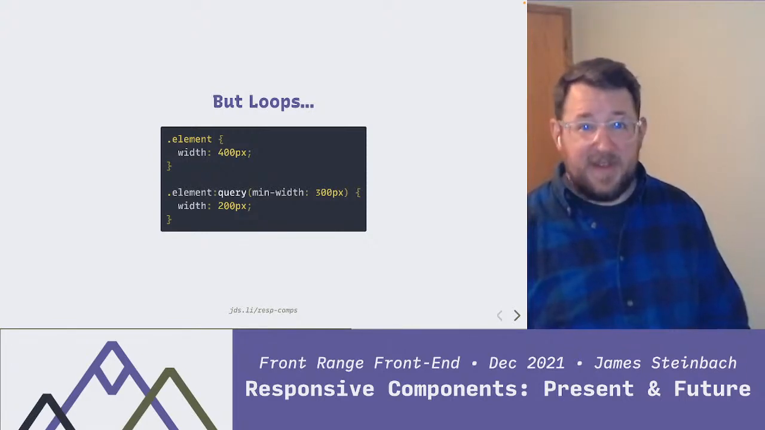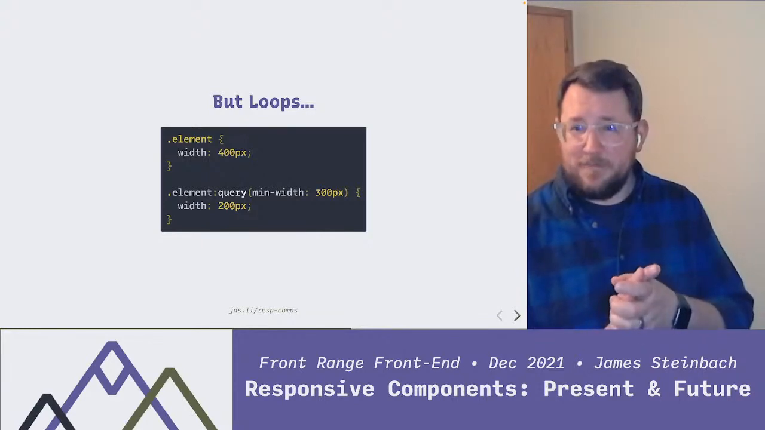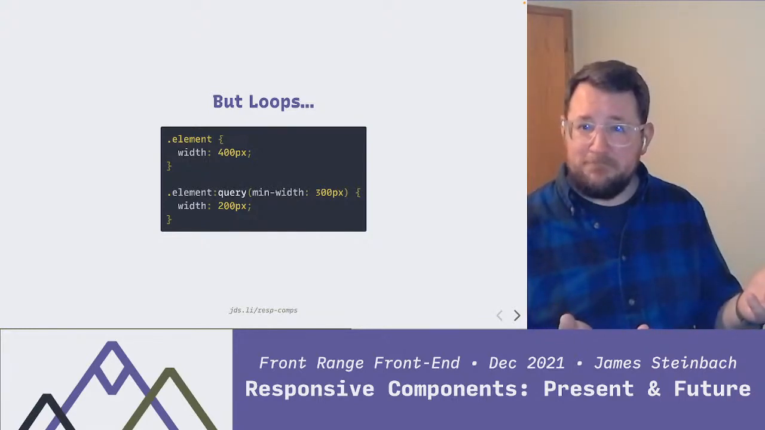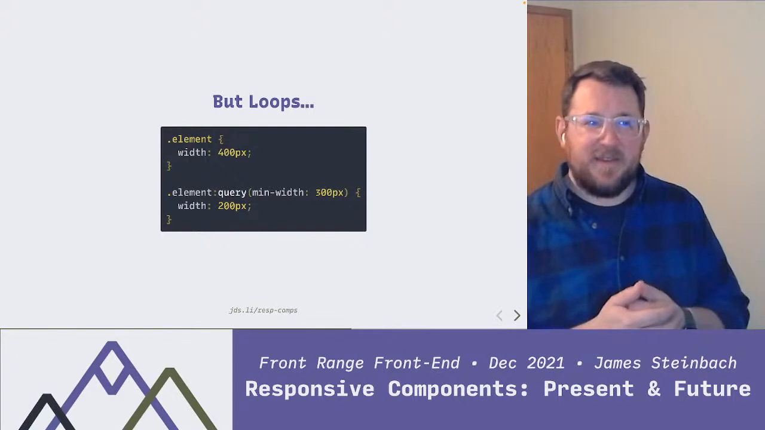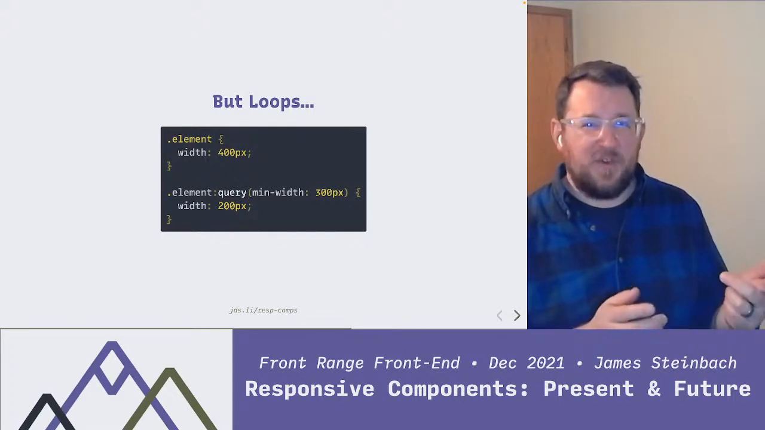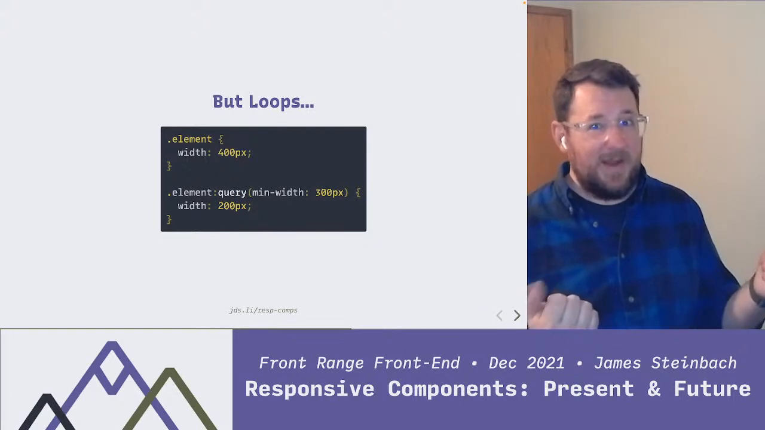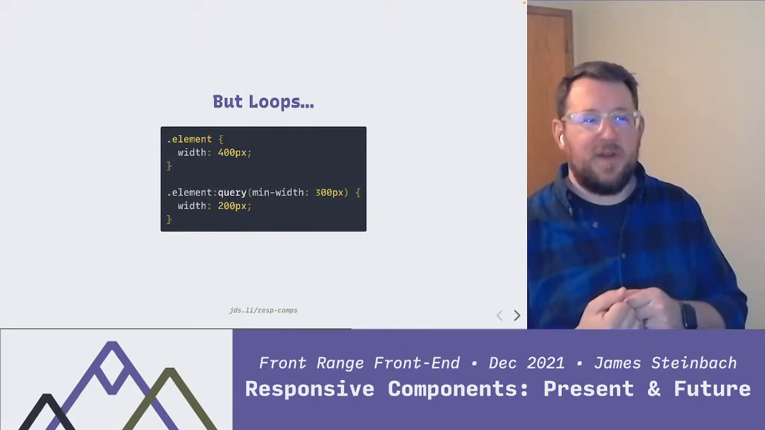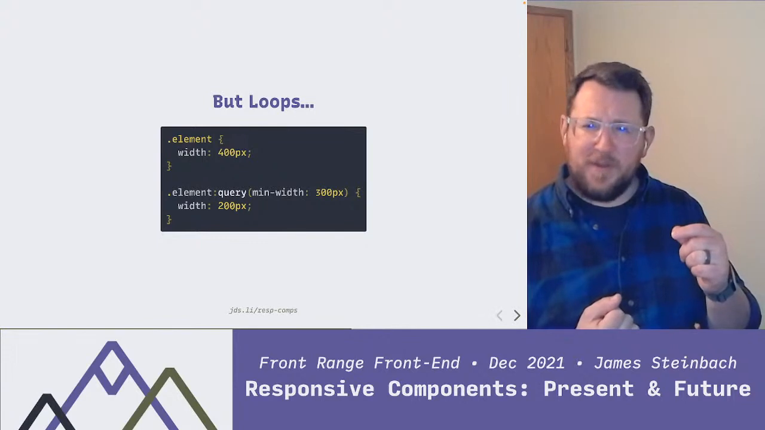This is an imaginary syntax. Do not try :query. It does not work. It's nothing. But it was good enough for an example in this slide. Let's say you have an element. You make it 400 pixels wide. Then the browser goes to the next CSS declaration block and says, it's got to match a query. Is it more than 300 pixels wide? Yes, 400 is more than 300. So make it 200 pixels wide.